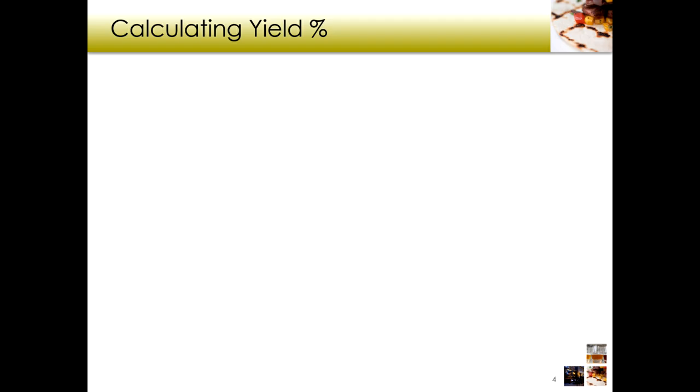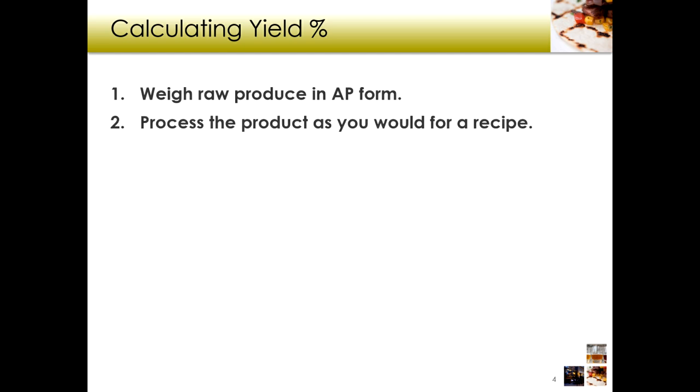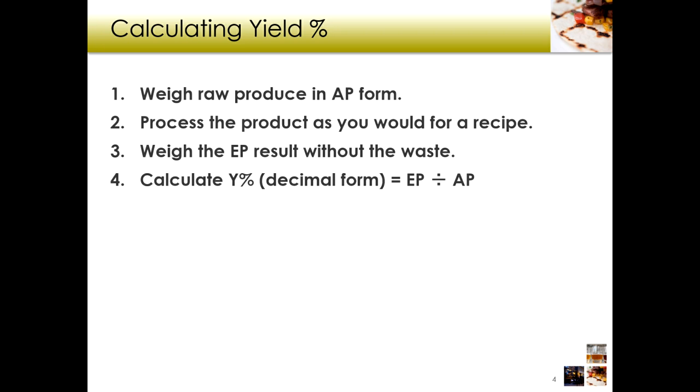To calculate that, we're going to weigh our raw produce in its as purchased form. And then we're going to process the product as we would in a recipe. So if we're caramelizing the onions, we're going to caramelize the onions, right? And then we're going to weigh what we have left so that we know what weight we got out of our purchasing. Then we can figure out the percentage by dividing our edible portion by our as purchased portion. That will give us a percentage that we can then use to figure out how much product we need to order, or how much product we can expect to have after processing whatever we have in our cooler.